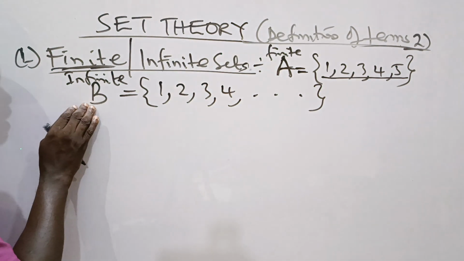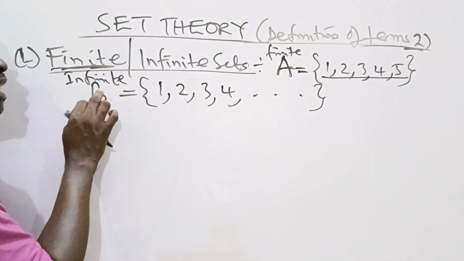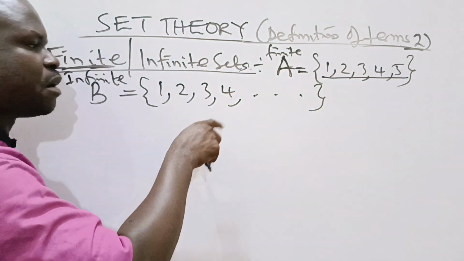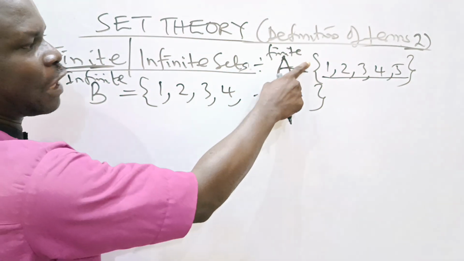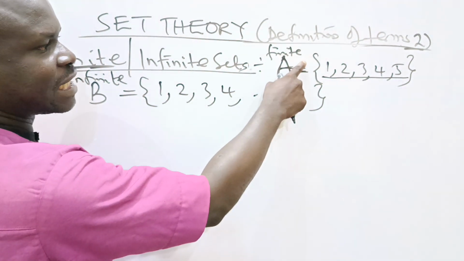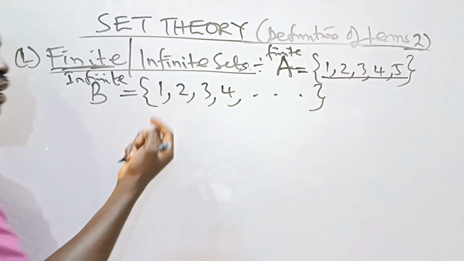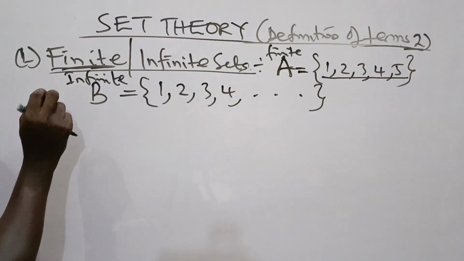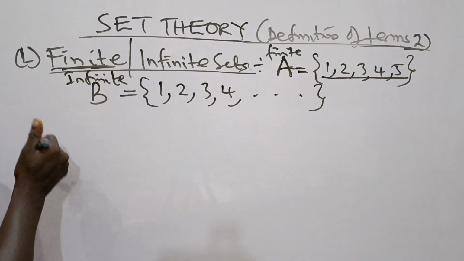While B in this case is an example of an infinite set that does not have a specific number of elements. So in A, we can know the cardinality of A, that's the number of elements in A, but we cannot predict the cardinality of B. So please, let's understand all these definitions before we go into calculation.